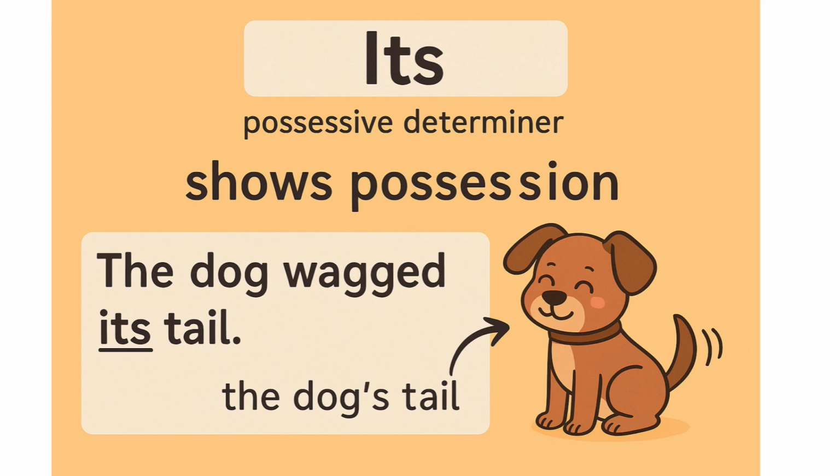The most common mistake is using it's when you mean possession. For example, crossmark the cat licked it's paw. This is wrong. Correct version, checkmark the cat licked its paw.